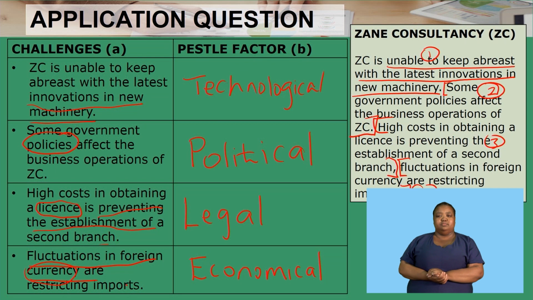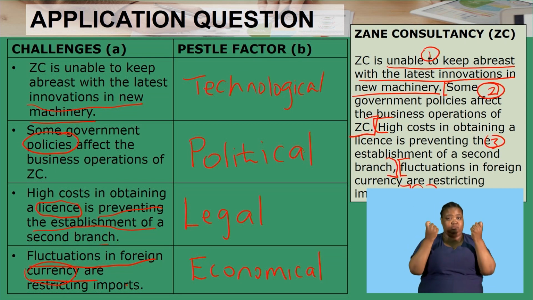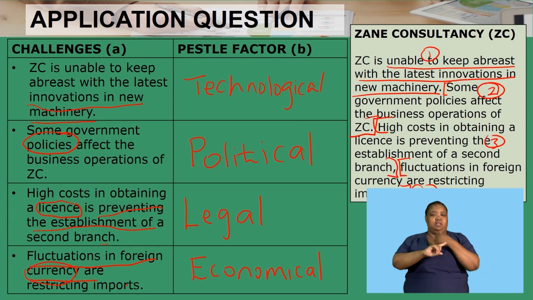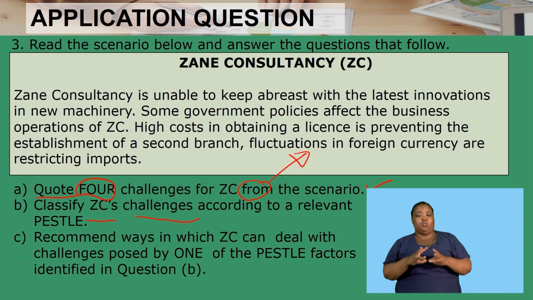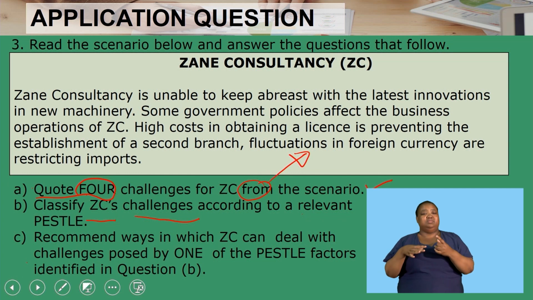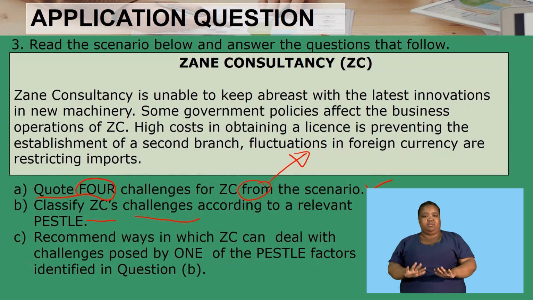It's the right answer. I hope you understand. So this is the factor that goes with the challenge. But don't forget, we've got the last question that says, recommend ways in which ZC can deal with challenges posed by one of the PESTEL factors identified in question B. What do we then know about recommendations? We know that for every challenge, there is a recommendation. We don't just fold our arms and say, okay, we cannot keep up with the latest technological innovations in new machinery. No, we need to do something. What do you then recommend?